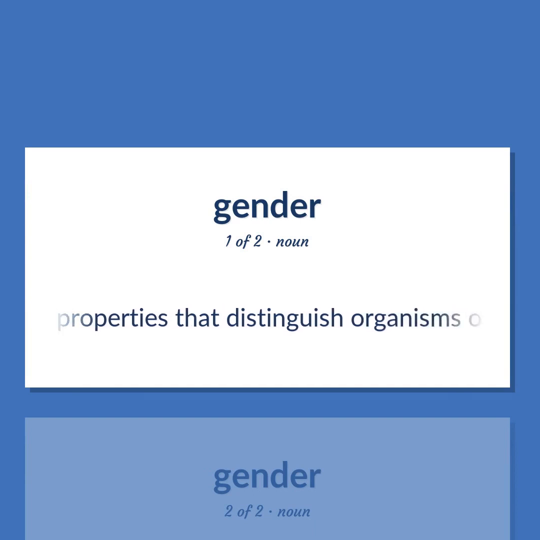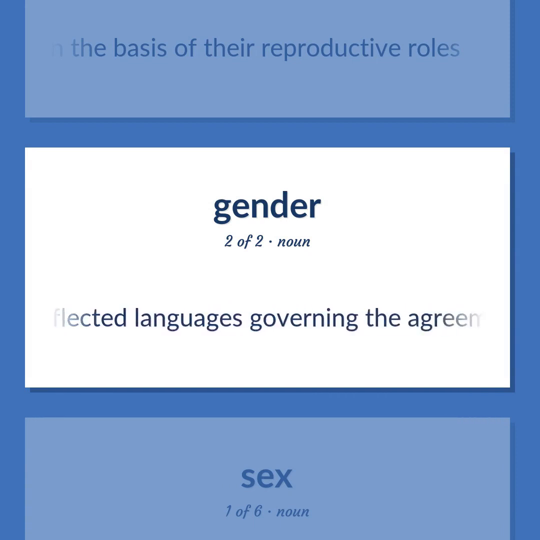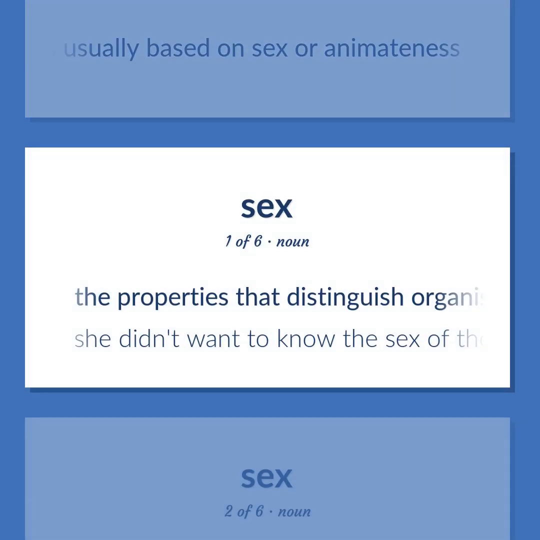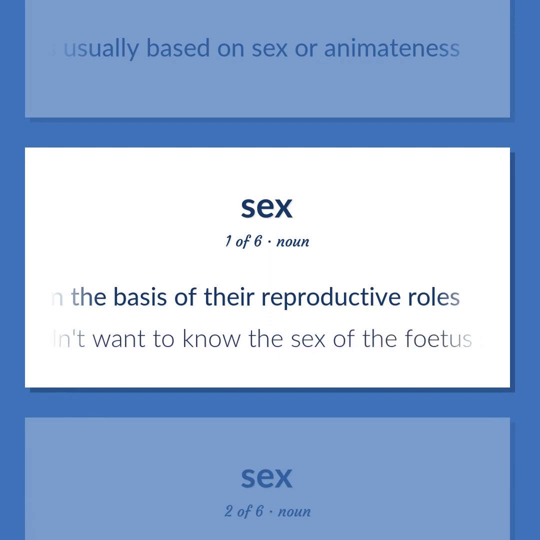The properties that distinguish organisms on the basis of their reproductive roles. A grammatical category in inflected languages governing the agreement between nouns and pronouns and adjectives. In some languages it is quite arbitrary, but in Indo-European languages it is usually based on sex or animateness. She didn't want to know the sex of the fetus.